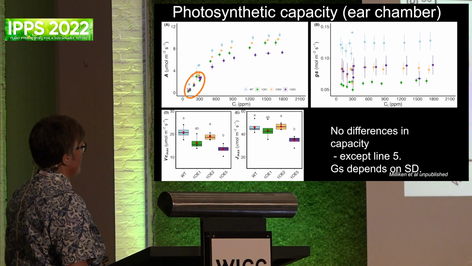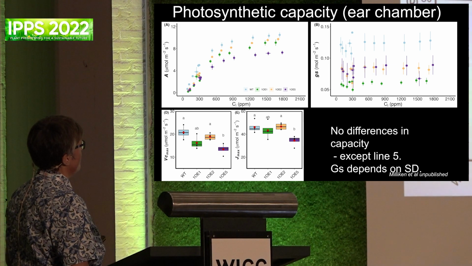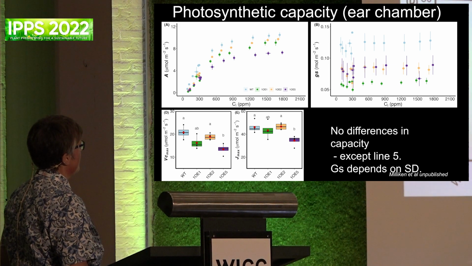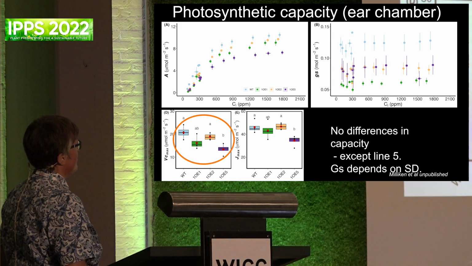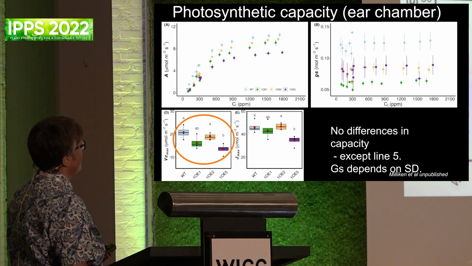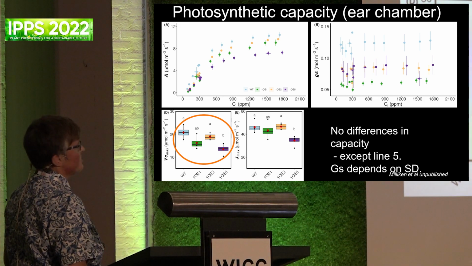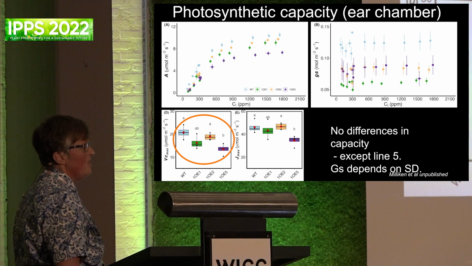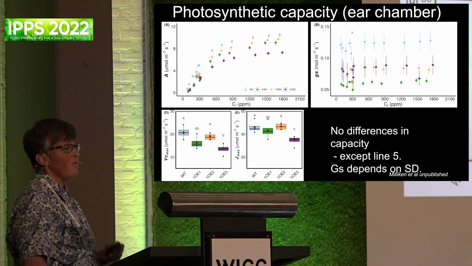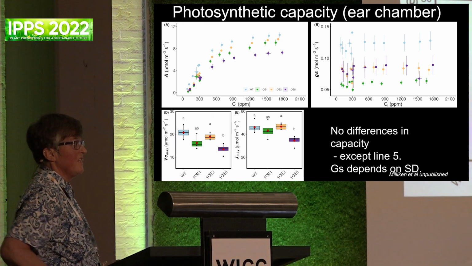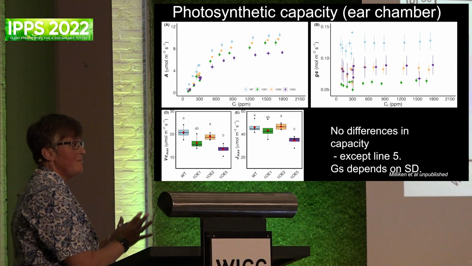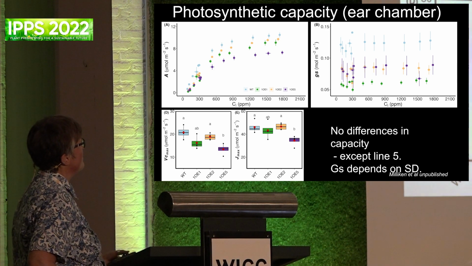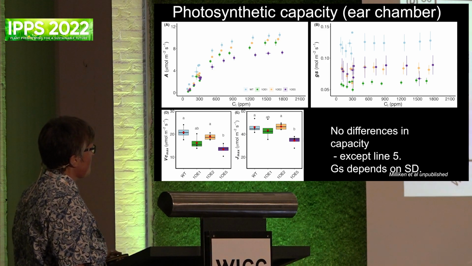And when we break these down into the two components of the A-Ci curve, so the slope here, which is the Vcmax, and this is the Jmax, we can see that there's very little difference between them. Apart from this one line, this OE5 line seems to have some sort of difference in the photosynthetic capacity, which you wouldn't expect to happen if you're only altering the stomata, because this is the capacity of the plant. It's not limited by the stomatal behaviour. So that's a little bit odd.